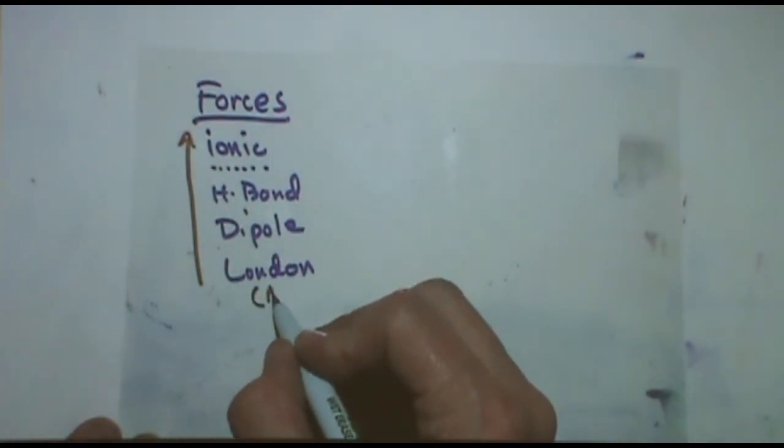Which one of these is found in all molecules? London. But that's not necessarily the dominant force. So you're usually trying to find the dominant force, and whichever one is the strongest of that. London has a little exception, and that's with the molar mass. As the molar mass increases, it can overtake the strength of the other forces.